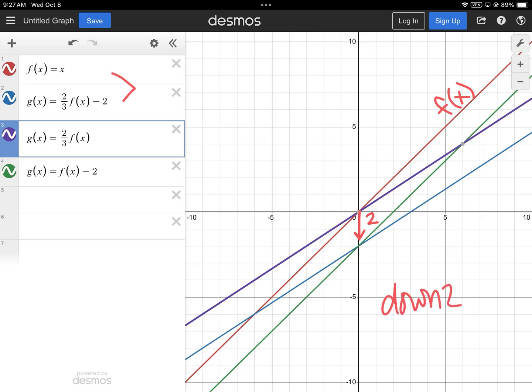So we can look for that. And then if we want to know what this 2/3 does, from the red to the purple, is it steeper or is it less steep? The red to the purple. It is steeper. Really? Is it above or below? That's my question. The red and the purple. The purple is less steep. So we're looking for our answers that say less steep and down 2.